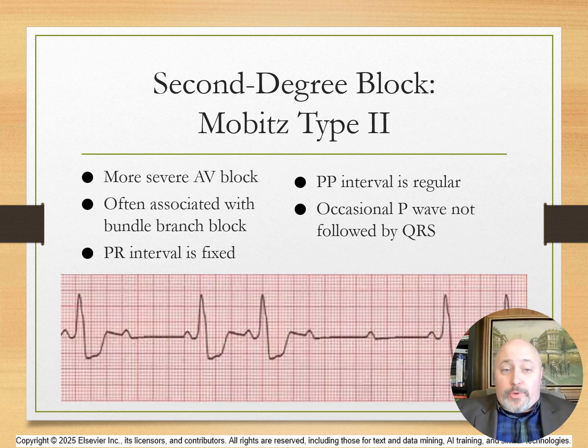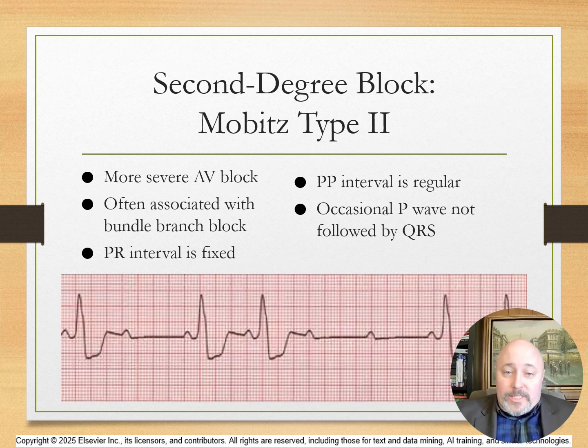Not to be confused with a second degree AV block type 2, or a Mobitz 2. And this is the more critical type of heart block that requires early recognition and intervention. This conduction abnormality occurs below the AV node, either in the bundle of His or in the bundle branches. A P wave is generated, but it's not conducted to the ventricles for one or more beats.